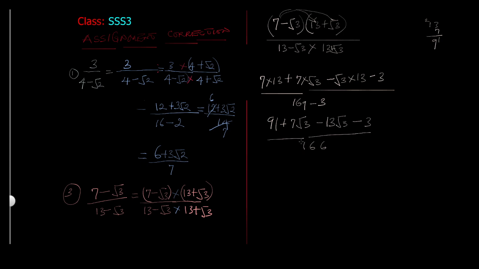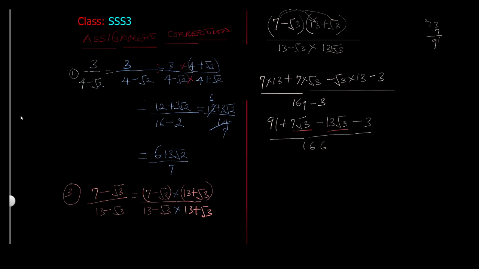Can we proceed from here? There is no need for us to add 91 plus 7, because this 7 is more like a coefficient on its own, but rather these other ones can solve themselves. This is what we'll work on. Here and here are like terms, because there is root 3 inside here and there's root 3, so that's the one we are going to solve.